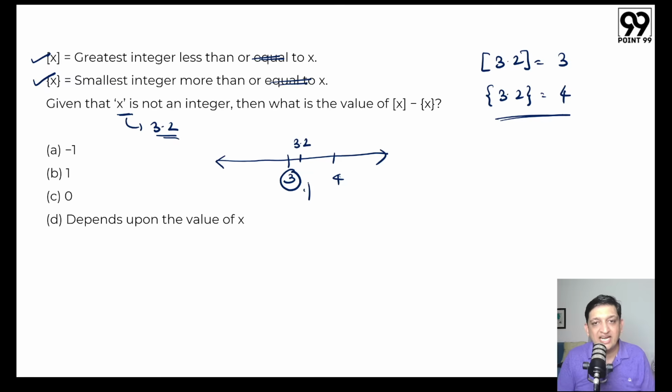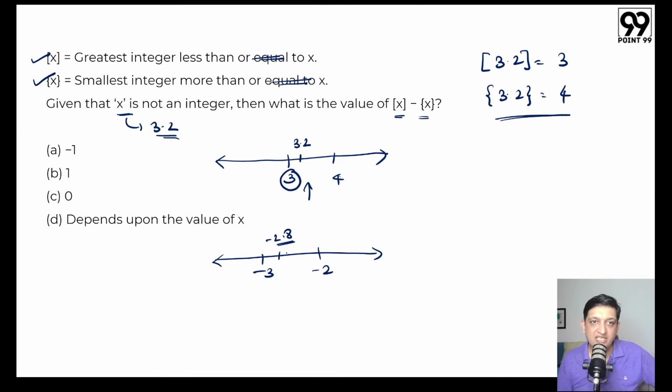Now considering that the integer to the left and the integer to the right are going to be separated by 1, square bracket x minus curly bracket x is going to be in this particular case 3 minus 4, that is minus 1. In fact, if you look for any number that you have, let's say for example, I'm looking at a number between minus 2 and minus 3.